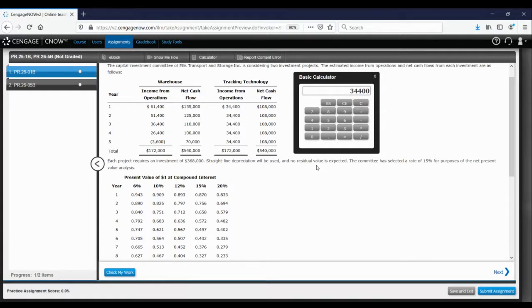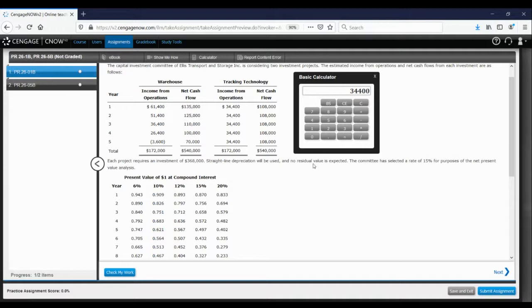In this first problem, there was no residual value at all. The residual value is 0. So to determine the average investment, you would take the cost of the investment, which is going to be $368,000, and you would divide it by 2 because there was no residual value. If there had been a residual value, you would have taken the $368,000 and added the residual value to that, and then divided it by 2 to get the average investment.